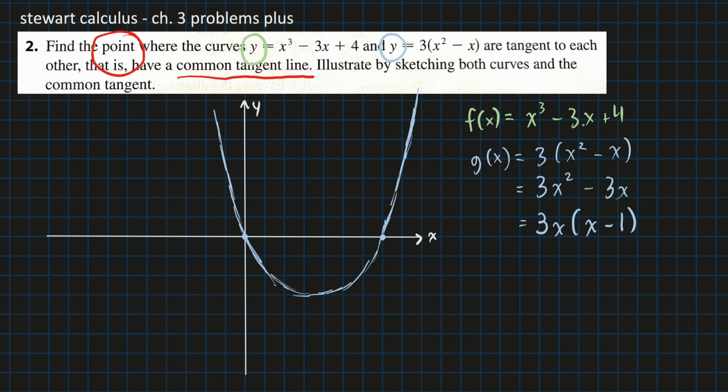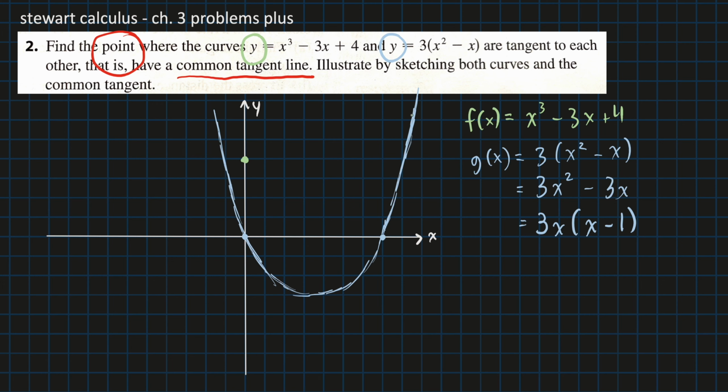So, we can figure out the y-intercept. The y-intercept is when x equals 0. So if we plug in 0 here, we get 0 cubed minus 3 times 0 plus 4. So 0 minus 0 plus 4 is just 4. So our y-intercept will be around here.